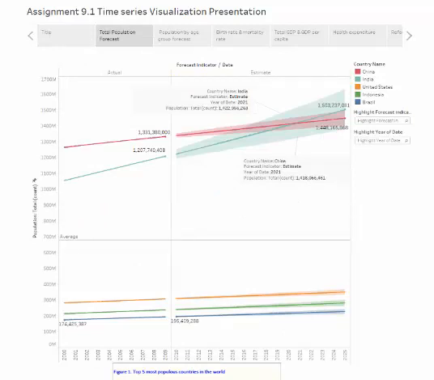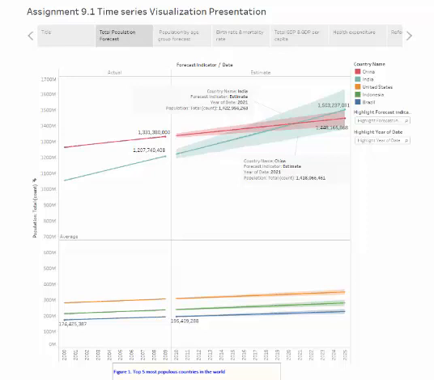Figure 1. Top 5 most populous countries in the world. As you can see in the diagram, China and India are the 2 most populous countries in the world. Both are way above the average. Due to a higher population growth of India, the population difference between the 2 countries is coming down quickly.